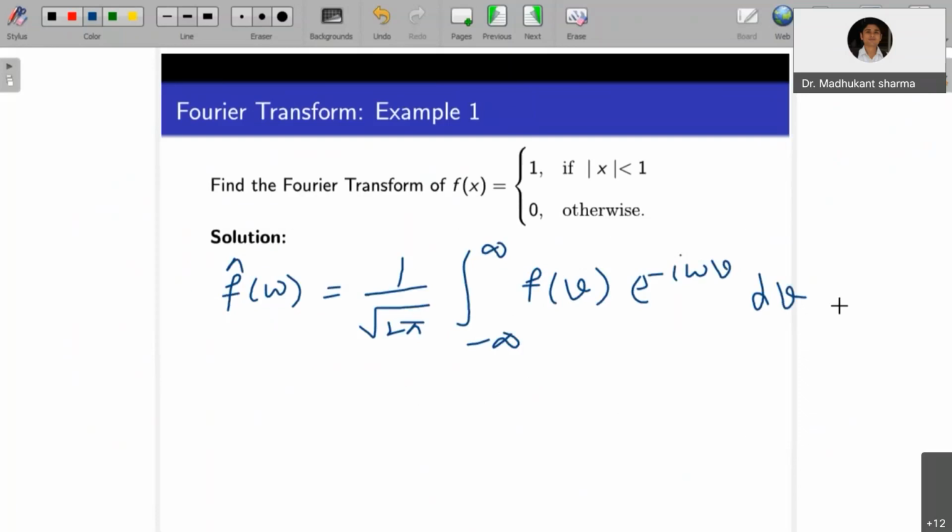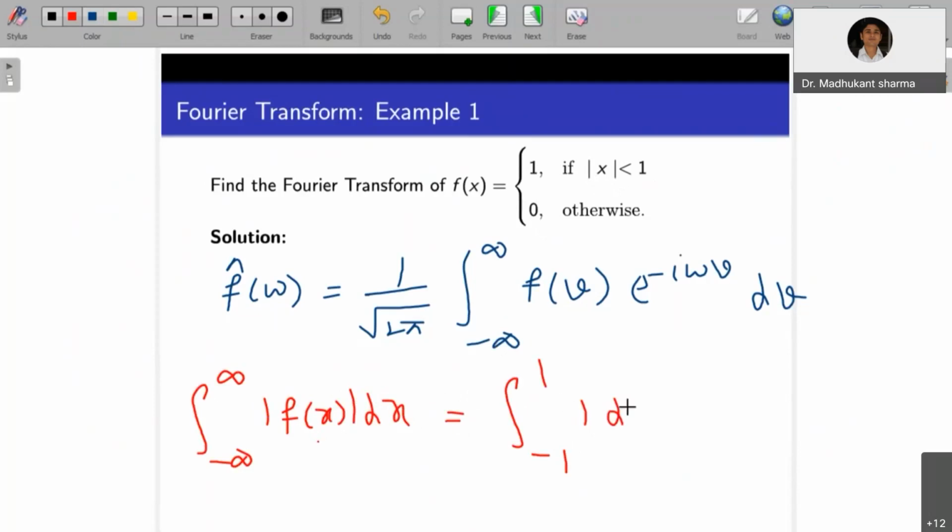So the first point you have to look at is whether all the conditions for the existence of the Fourier transform are satisfied or not. For that purpose, you first find the integral from minus infinity to infinity of mod f of x dx. f of x is 0 whenever x lies below minus 1 and above 1, so it is going to be the integral from minus 1 to 1 of 1 dx. That you can simply find to be 2. So this is finite, so it converges.